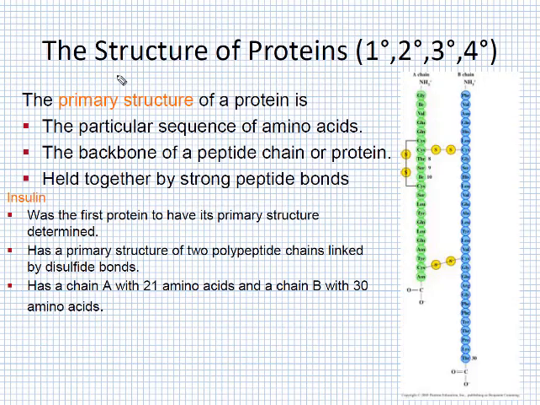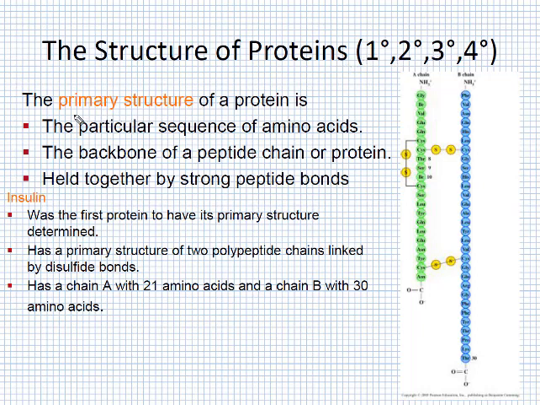So protein structure. Protein structure is broken down into four main types: primary, secondary, tertiary, and quaternary. This is quite a bit different than the primary, secondary, tertiary alcohols or primary, secondary, tertiary amines that we had talked about. The level of complexity increases for each one of these.